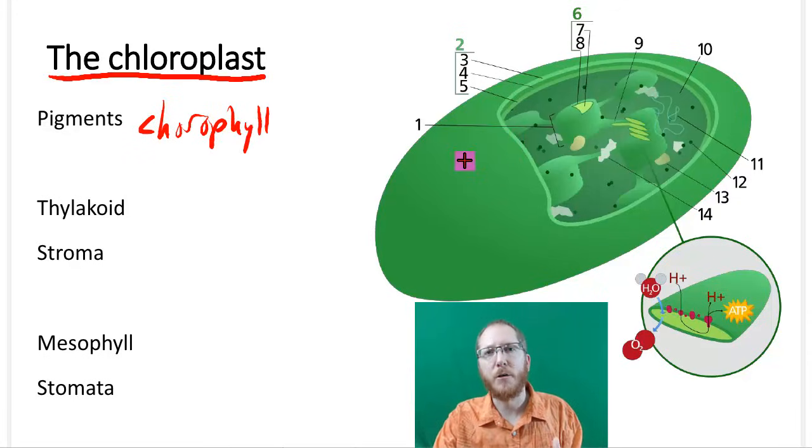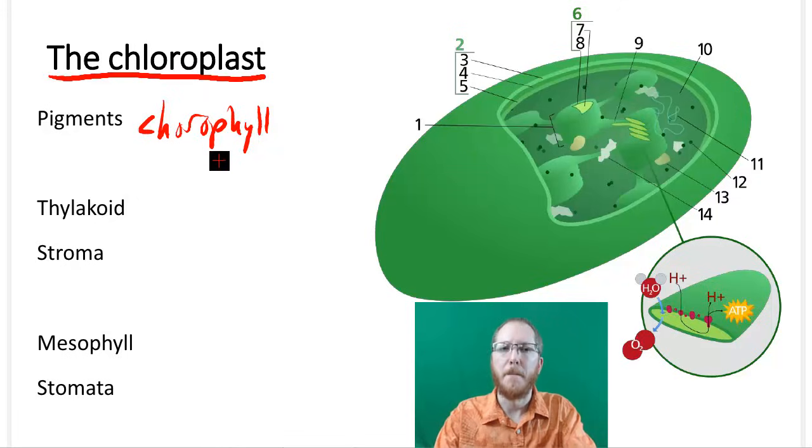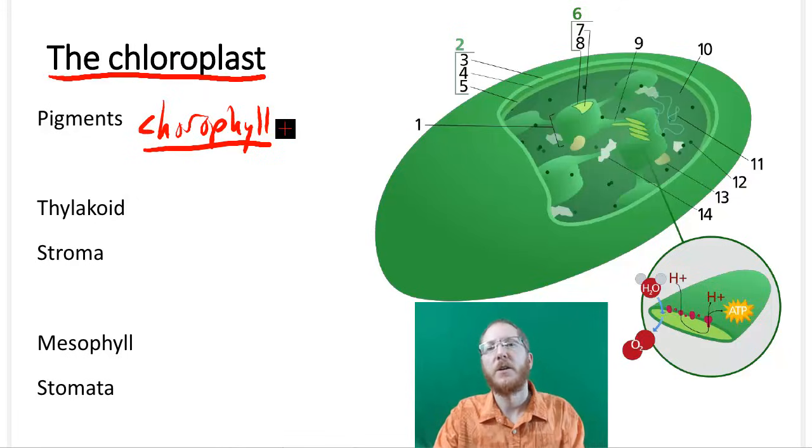In some things like algae, you will see that it might not be green. It could be more of a yellow or a brown or a red. It all just depends upon which pigments are most common. Most plants tend to have more chlorophyll, and chlorophyll tends to be green, so that's why you're going to see this idea of the green chloroplast is the classic one.